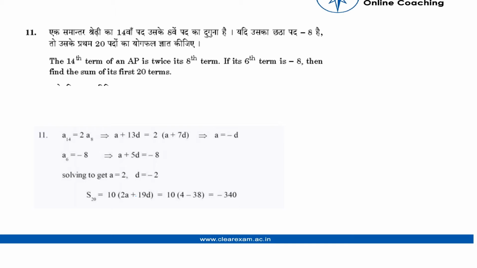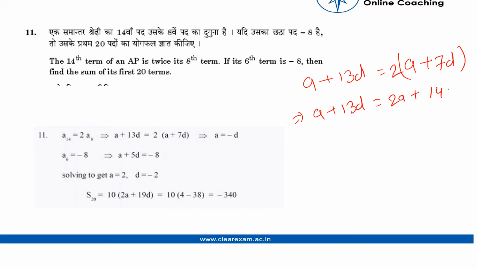Here the 14th term of the AP is twice the 8th term. So the 14th term is written as a + 13d, and the 8th term is written as a + 7d. Now this 14th term is twice, so we will put a 2 here, then these two are equal. Now solving this, we will get a + 13d = 2a + 14d.